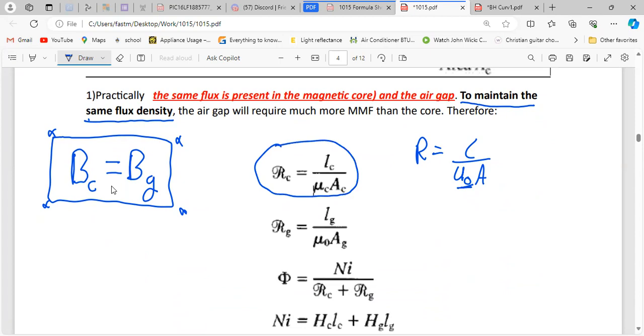Due to the air gap being there. Because you had to treat them separate, the core and the gap. And the same thing for the gap. That's what I wanted to write. So LC and LG, they are related.